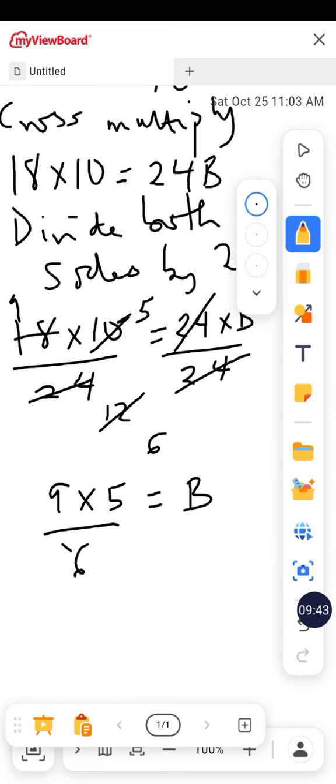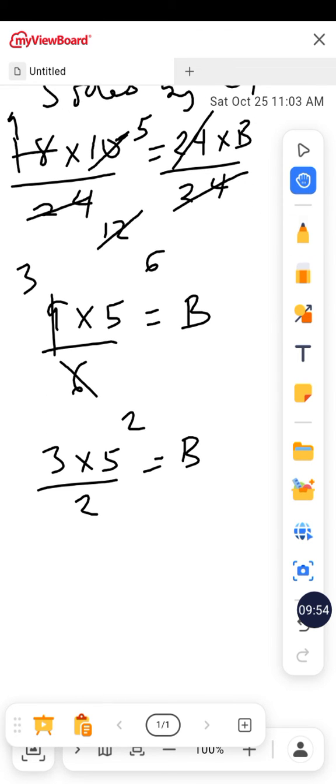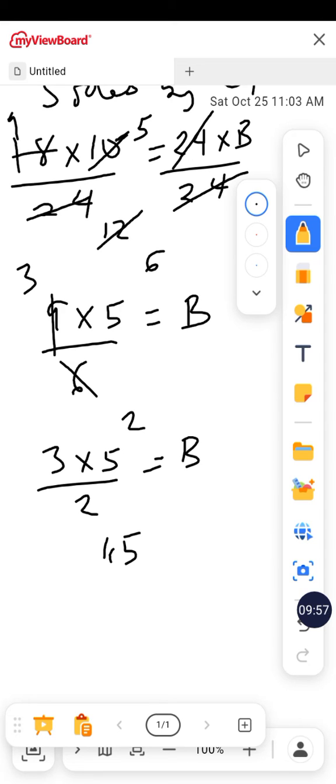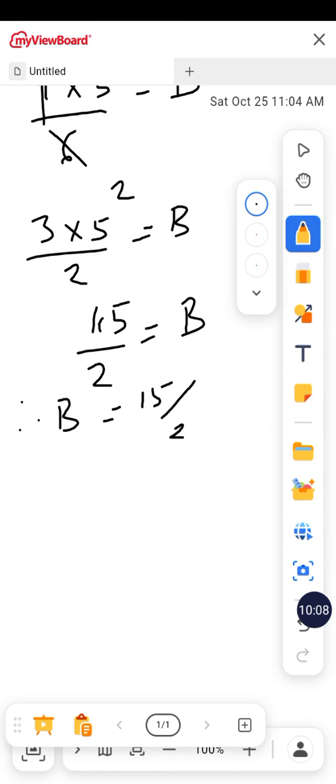We can still say 3 goes in 6, 2. 3 goes in 9, 3. So I have 3 times 5 over 2 equals B. And 3 times 5 is what? 3 times 5 is 15. 15 over 2 equals B. So therefore, our B equals 15 over 2. And you can as well say that your B is 7 whole number 1 over 2. So this is joint variation.